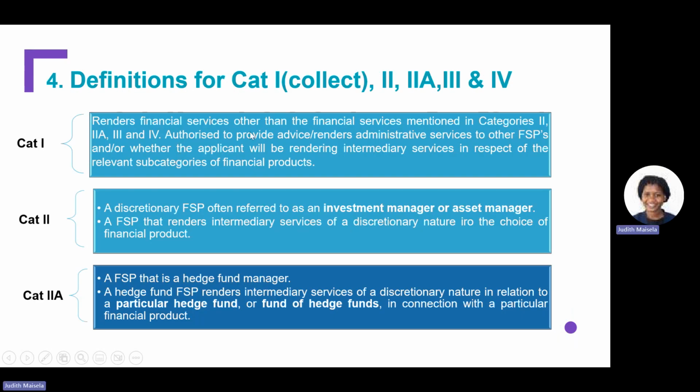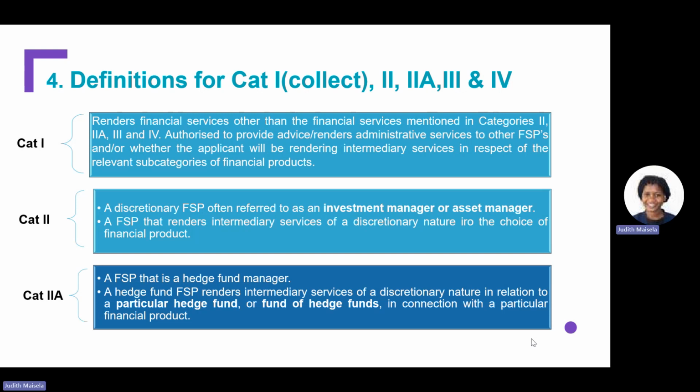So now that we've covered that, let's move on to the next item, which is the definition of the different categories of FSPs. We have a category 1 FSP, and this is an FSP that renders financial services other than the financial services mentioned in category 2, 2A, 3, and 4. So this FSP is authorized to provide advice, render administrative services to other FSPs, and/or whether the applicant will be rendering intermediary services in respect of the relevant subcategories of financial products.